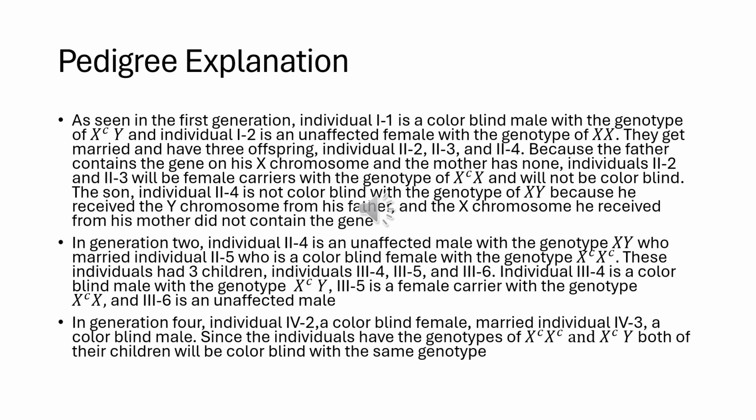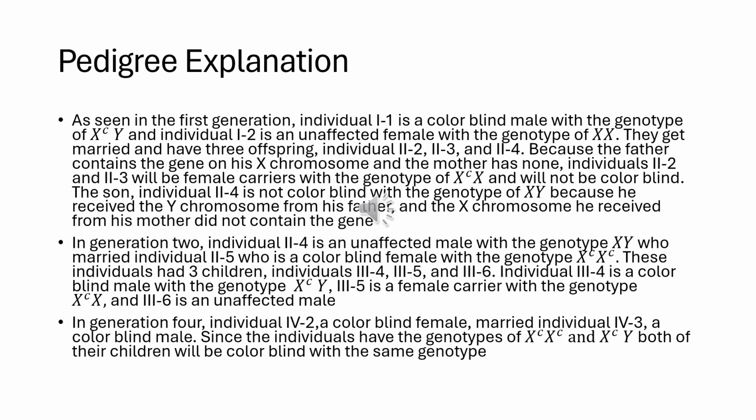These individuals end up having 3 children together, which are going to be individuals 4, 5, and 6 of the third generation. In the third generation, individual 4 is going to be a male who is colorblind and has the genotype X^C Y. Individual 5 is going to be a female who is a carrier for the gene with the genotype of X^C X. And individual 6 is going to be an unaffected, non-colorblind male with the genotype XY.